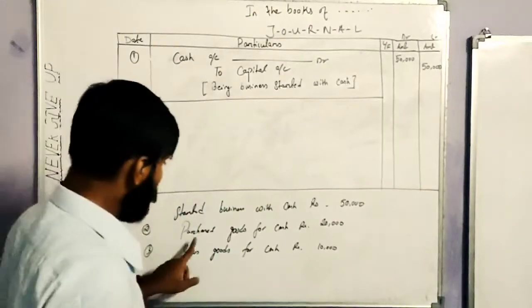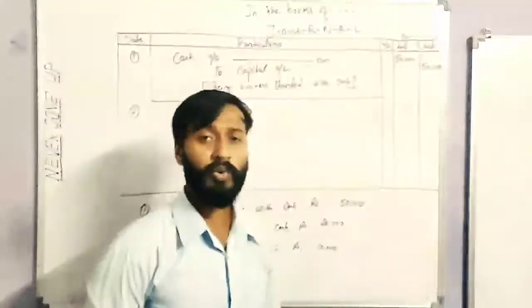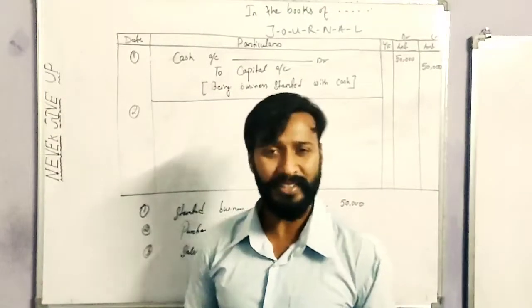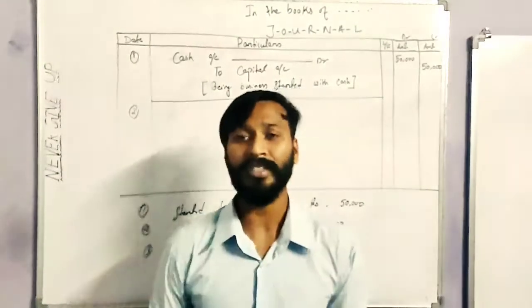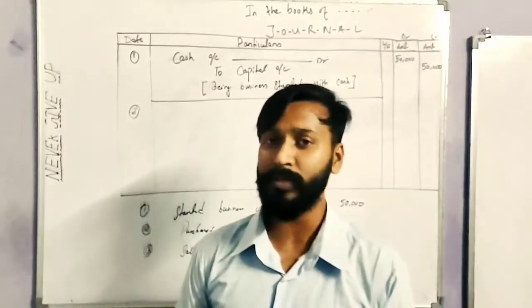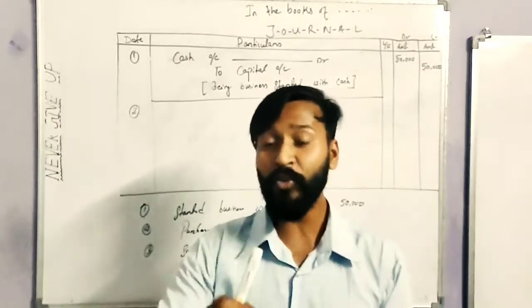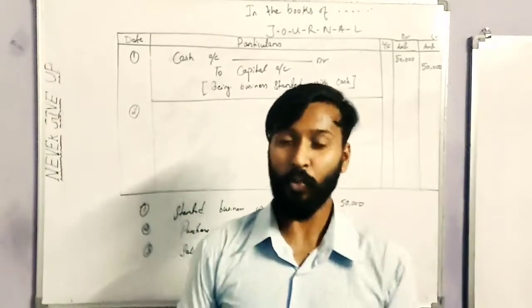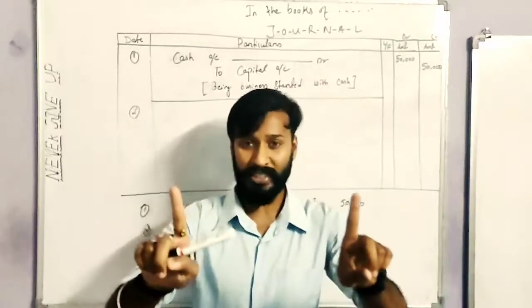Next come to the second transaction. Purchase goods for cash rupees 20,000. Purchase is what? Expense. You have purchased something. That is your expense according to the business. And you have purchased with what? With cash. So one is purchase account, another one is cash account.